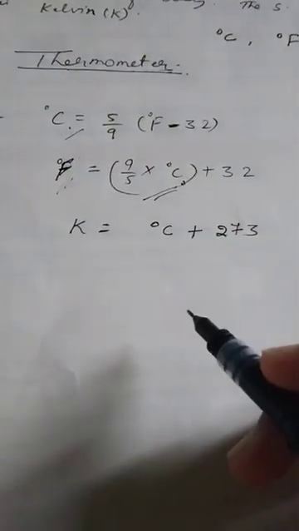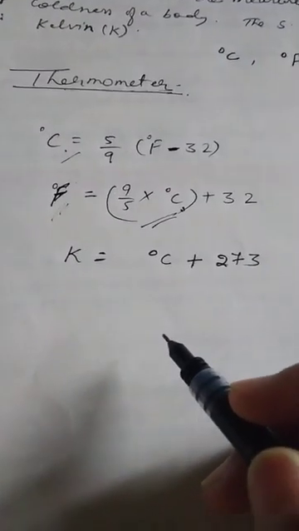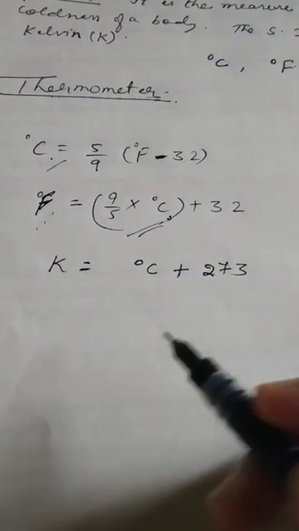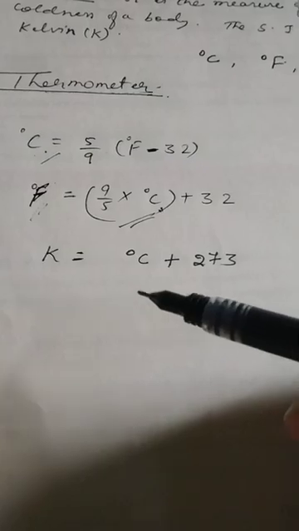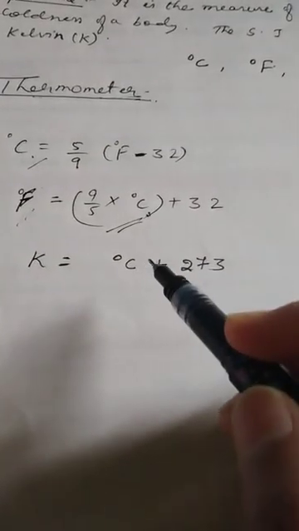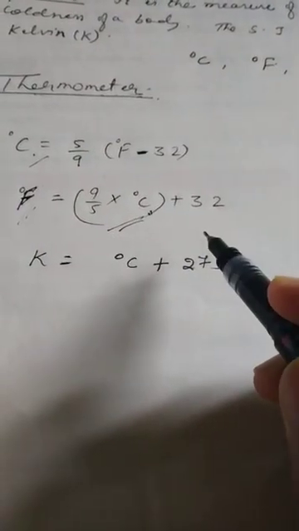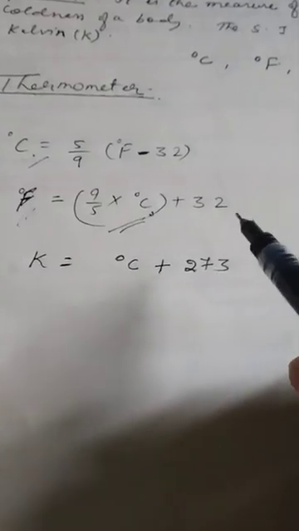So in the next video, students, I will explain to you about the types of thermometers. Till then you have to go through your book and understand the comparison, especially of the Celsius and Fahrenheit scales and the Celsius and Kelvin scales. Okay.